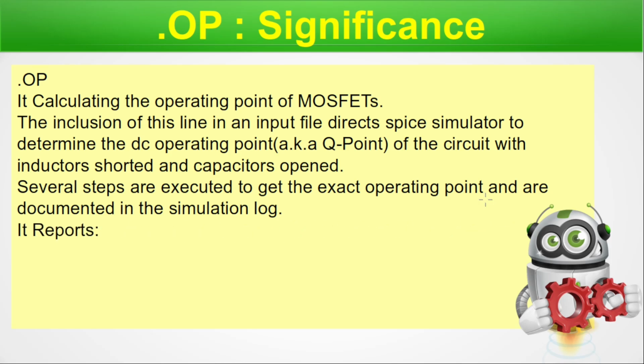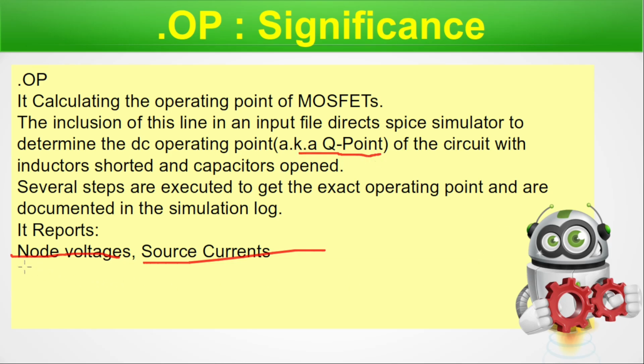The .op reports the following things. First, the node voltages. As I have mentioned, there will be a huge number of nodes in the circuit, and the source currents. So there will be detailed calculation and the initial guess, that is the Q point, calculated for all the node voltages and the source currents.